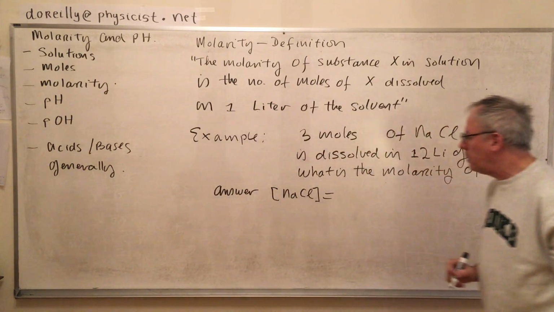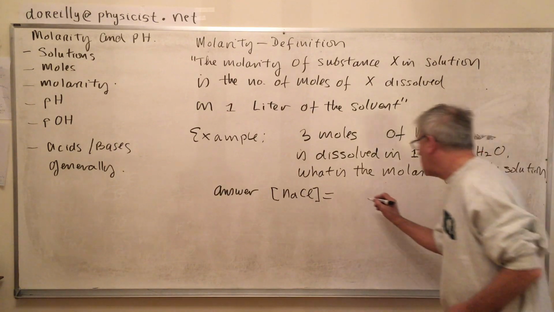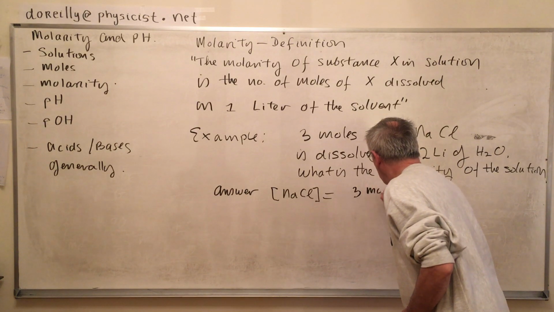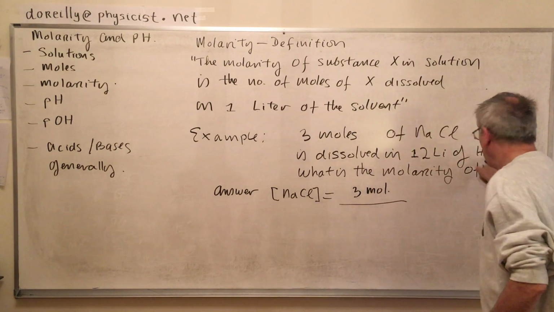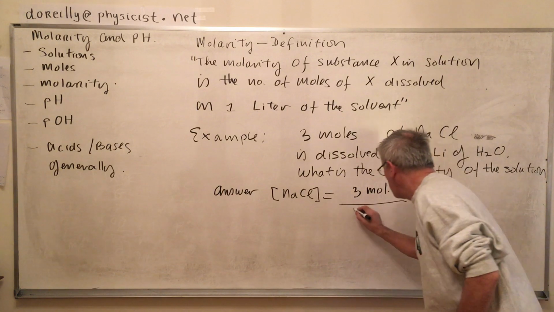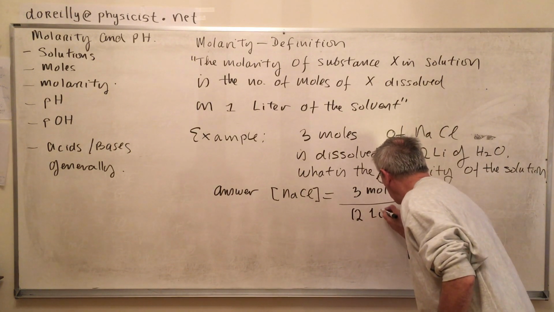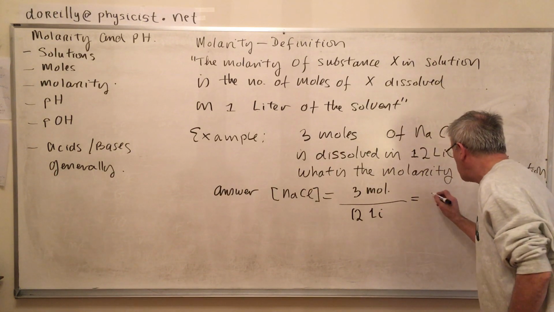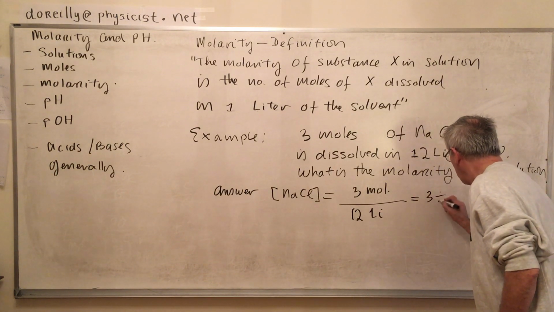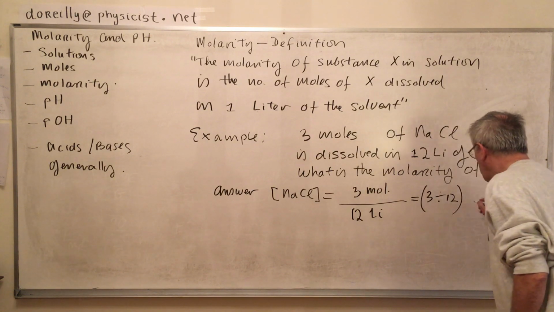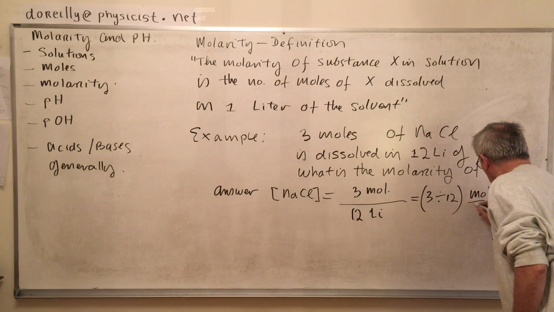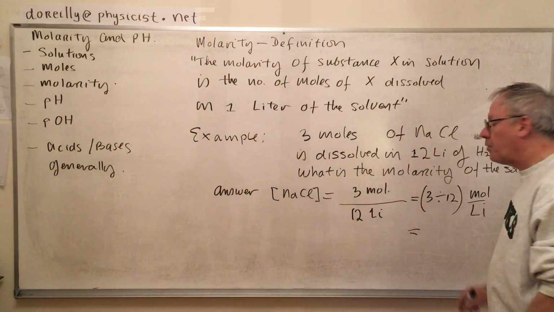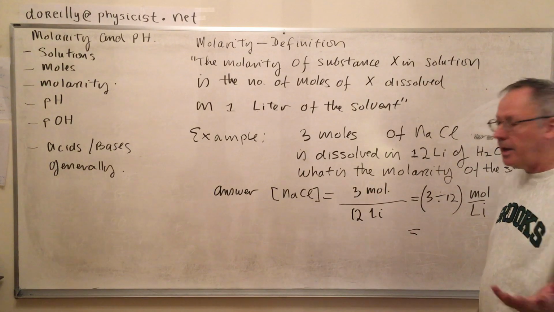Now I think they use this symbol to denote concentration. It is 3 moles dissolved in 12 litres. Now 3 over 12 means that there is 3 divided by 12 moles per litre. Go and get your calculator. But I know that 3 divided by 12 is 0.25.